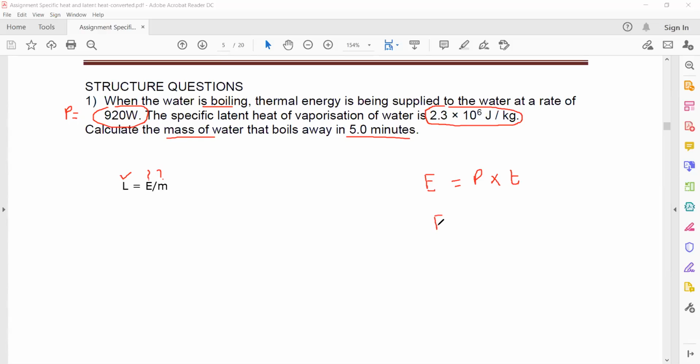So what is the power here? The power is given: 920. And how much time is it used for? It is used for 5 minutes, but time should always be in seconds, so it will be 5 multiplied by 60. What is the answer here? 920 multiplied by 5 multiplied by 60.